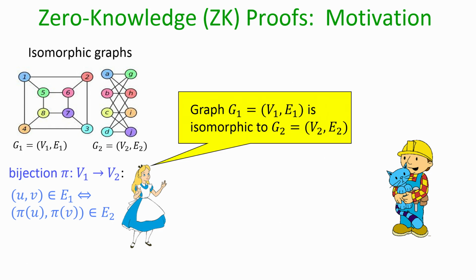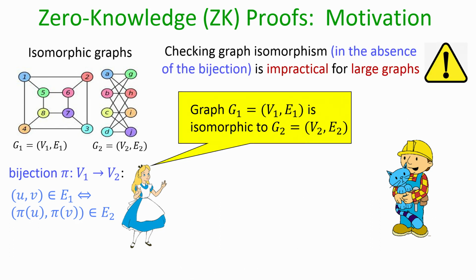So, imagine Alice has two isomorphic graphs. She makes the description of the two graphs available to Bob, and she claims to Bob that these two graphs are isomorphic. So, that is a statement. Again, Bob cannot directly check whether the two graphs are isomorphic or not and verify Alice's claim, because it is impractical to verify whether two graphs are isomorphic in the absence of the bijection which maps the vertex set of the first graph to the vertex set of the second graph.